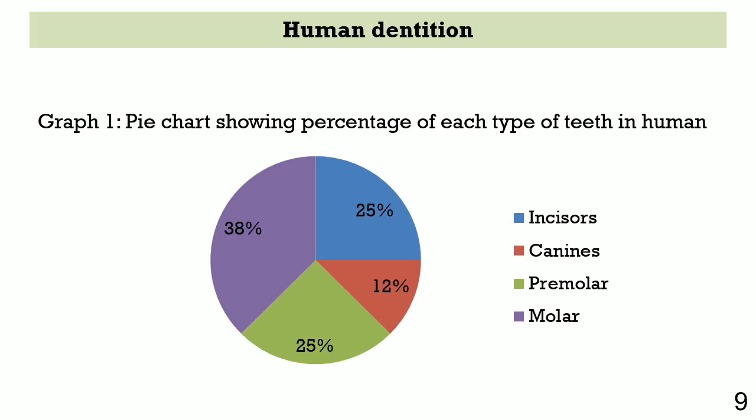Human dentition. This is the pie chart showing the percentage of each type of teeth in humans. Among the 100% of total teeth, 25% are incisors, 12% are canines, 25% premolars and 38% molars, meaning we have maximum molar teeth.